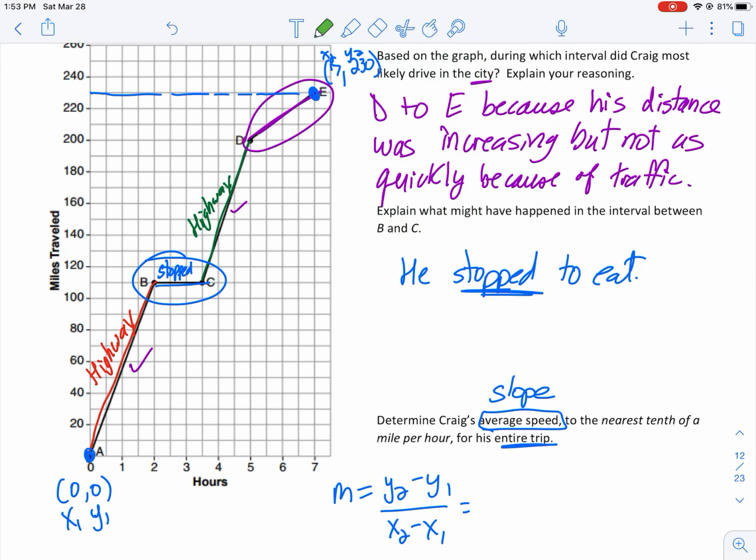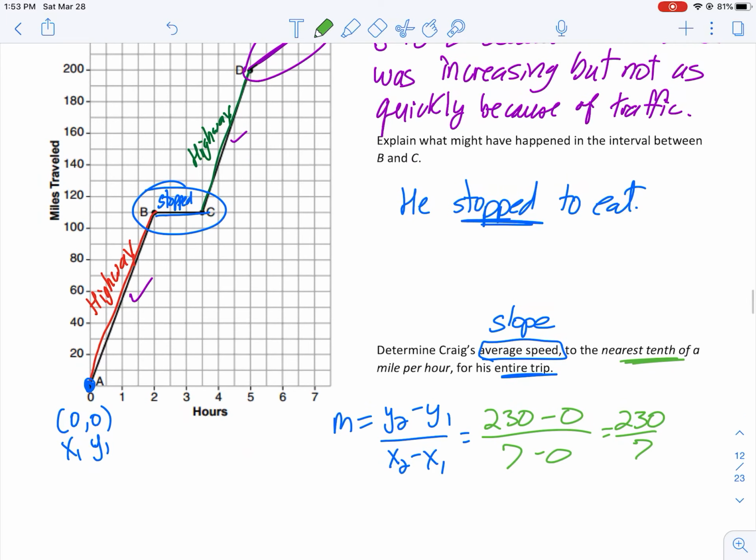So my subtraction problem, 230 minus 0 over 7 minus 0. That gives us 230 over 7. It asks us to round it to the nearest tenth. So 230 divided by 7 is 32.9. And that is Regents Review number 9.